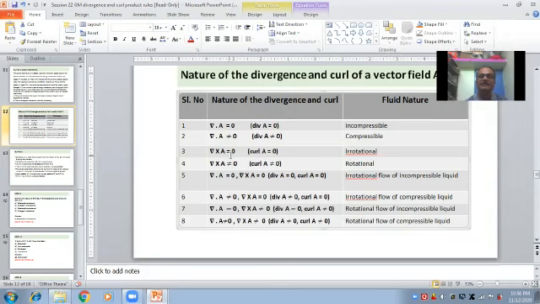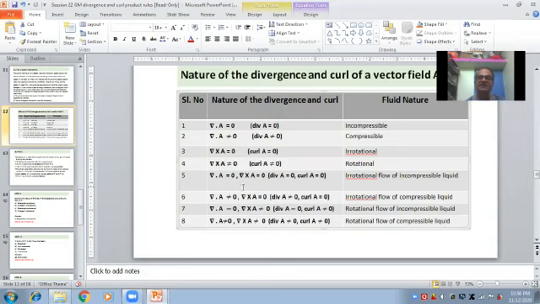Next, if the curl is 0, there will be no rotation effect, so therefore it is called an irrotational fluid. And if the curl is not equal to 0, then there will be a rotating effect, and it is called a rotational fluid.